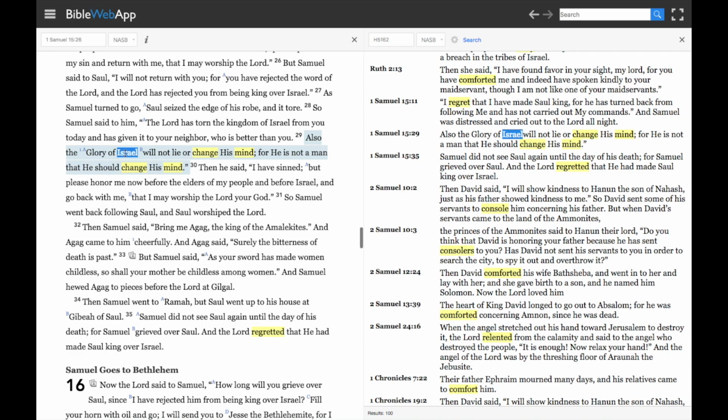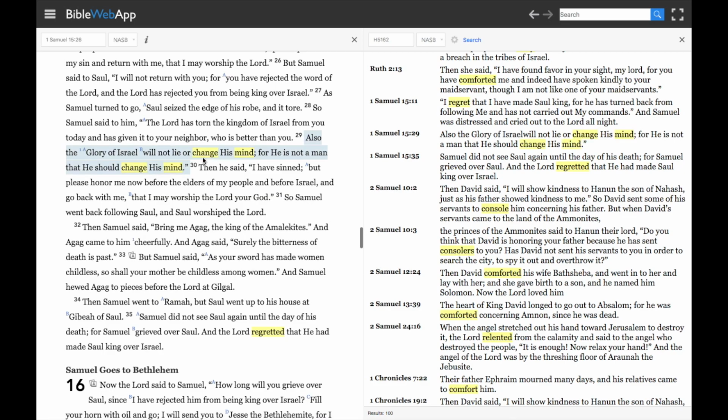And Samuel here is emphasizing that the glory of Israel is not Saul, but Yahweh, and that the glory of Israel will not change his mind, for he is not a man that he should change his mind. And it's interesting here that he says he's not a man that he should change his mind. And why do you think Samuel is emphasizing that the glory of Israel is not a man? Well, it's precisely because Saul is a man. And so if the glory of Israel is not a man that he should change his mind, Saul is a man, and he should change his mind.